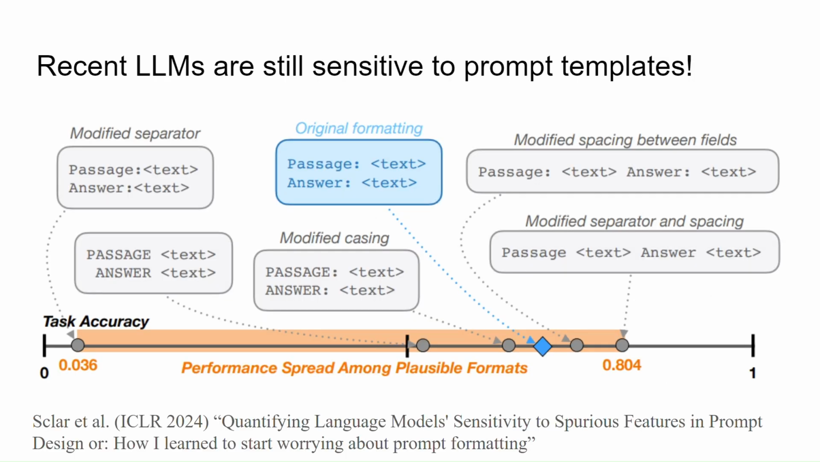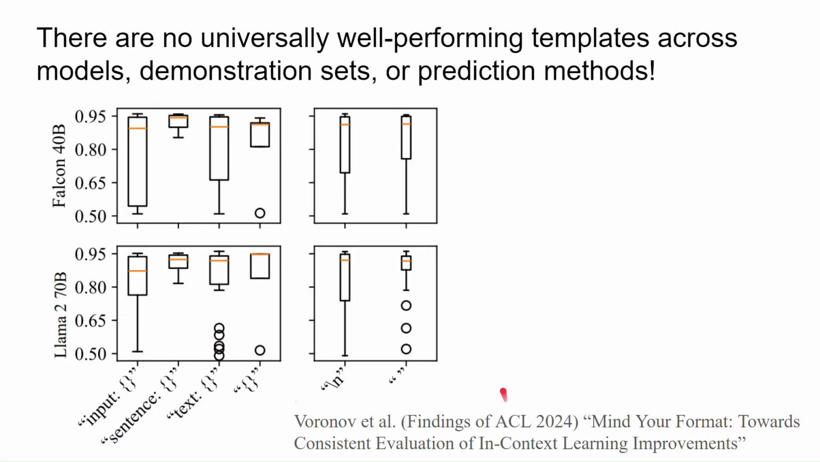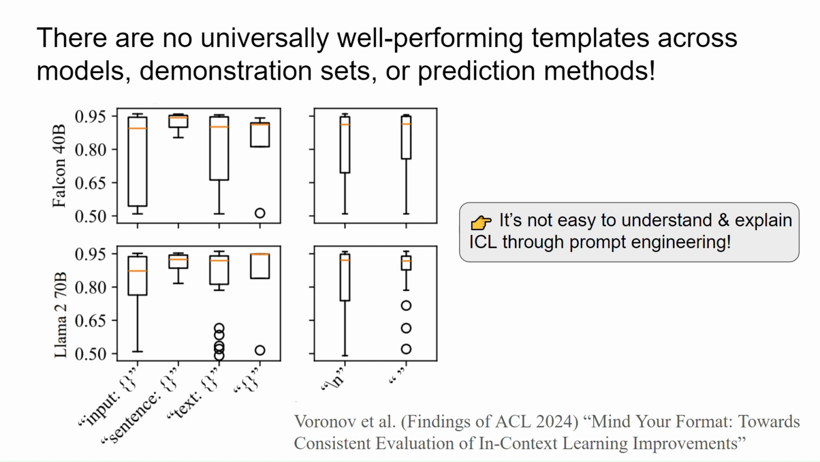So in this previous work, the authors find that even recent large language models are still sensitive to prompt templates. For example, if we are lucky and choose these templates, we can get pretty good ICL accuracy. However, just slightly changing the template, we can get very bad task accuracy. Similarly, in this paper, the authors show that there are no universally well-performing templates. This means that it is not easy to understand or explain ICL through prompt engineering.